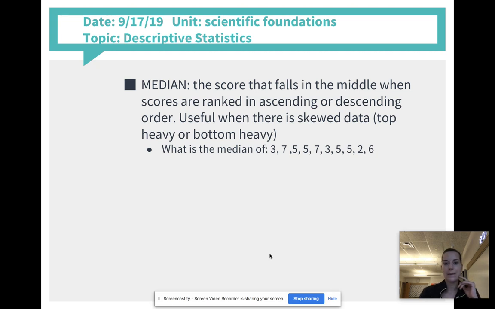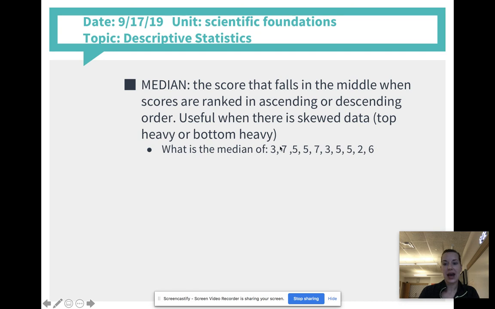Okay, so let's talk about the other two. Our next one is median. This is a score that when we arrange our scores from lowest to highest, or highest to lowest, either way, this is the one that's in the very, very middle. Okay, so there's a particular case when we're going to use this. It's not useful if scores are really all over the place, but if there's a huge collection of scores kind of at the bottom, or if there's a huge collection of scores at the higher end, this can help us get a more true average when the data is set up like that.